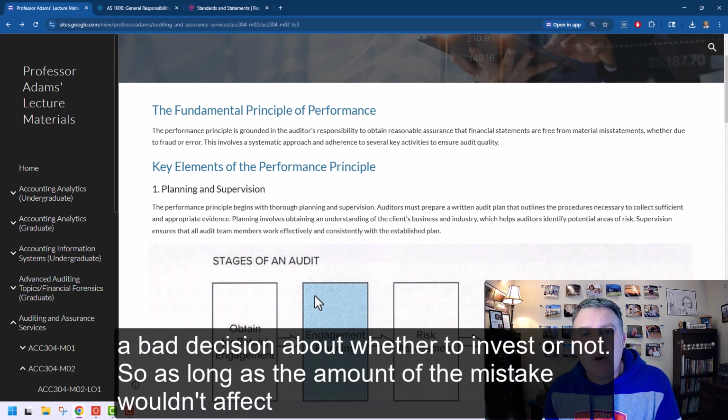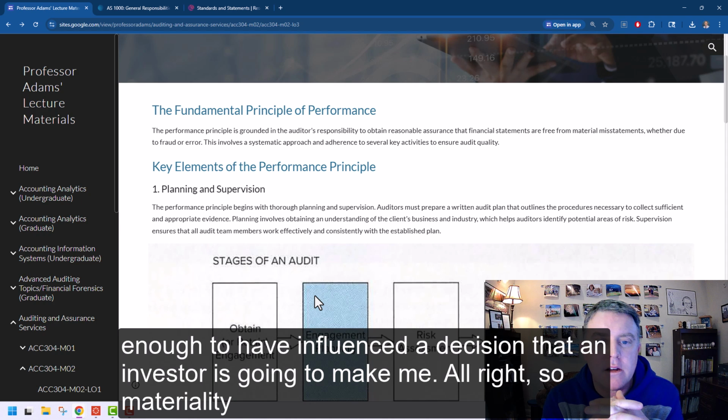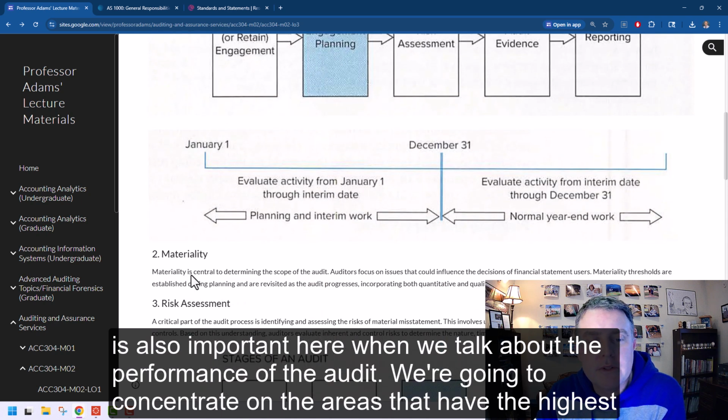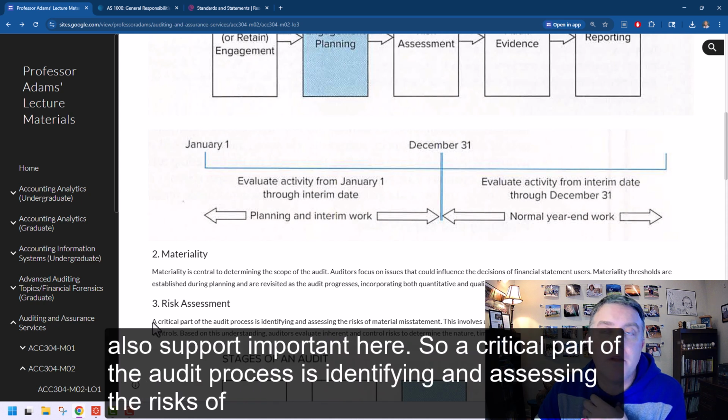So as long as the amount of the mistake wouldn't affect an investment decision, we generally consider it what we call immaterial. It just means that it's not big enough to influence a decision that an investor is going to make. All right. So materiality is also important here when we talk about the performance of the audit. We're going to concentrate on the areas that have the highest risk in the financial statements and the areas that have the largest materiality. So risk assessment is also important here.